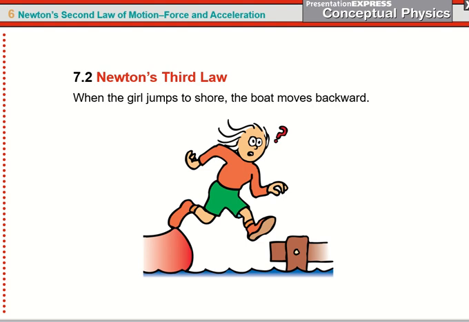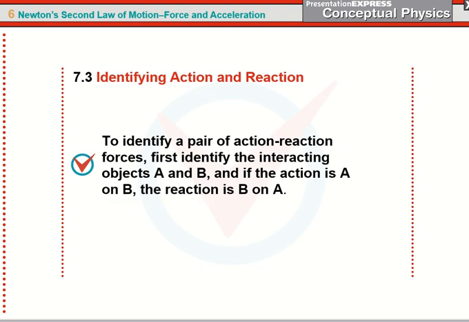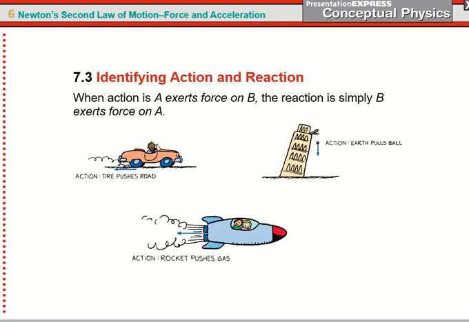In this case, we've got action-reaction. The girl pushes the boat backward. The boat pushes the girl forward. So yeah, she goes forward, but that boat's going backward. So when you're trying to identify a pair of action-reaction forces, you should first identify the interacting objects, and then just say if the action is A on B, then the reaction, just flip it around. B is on A. So here we go. We've got the tire pushes on the road. Guess what? The road pushes on the tire.